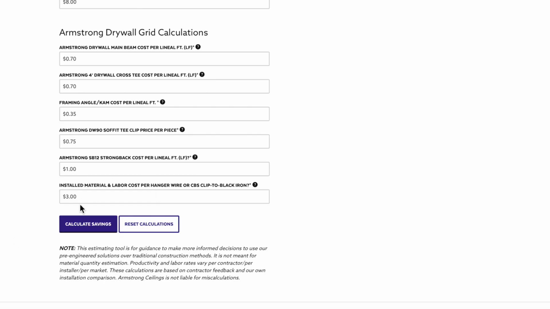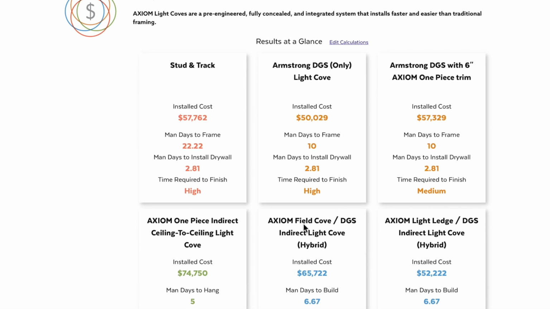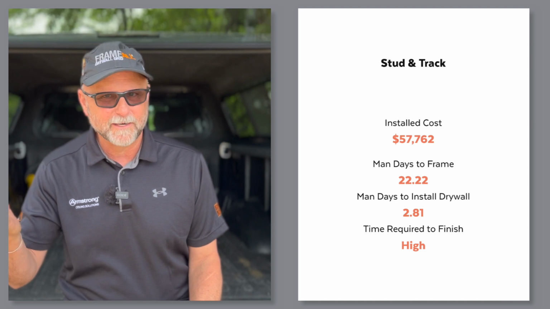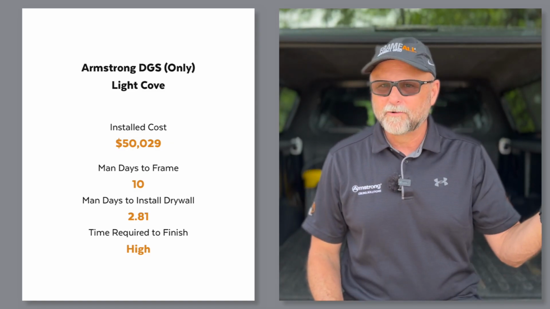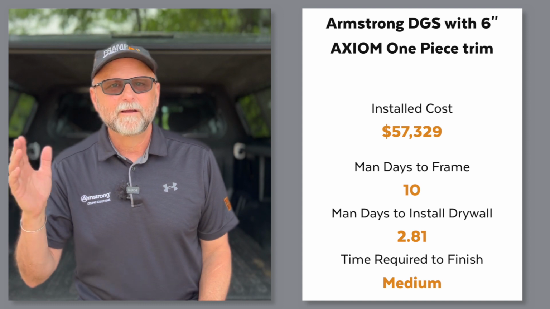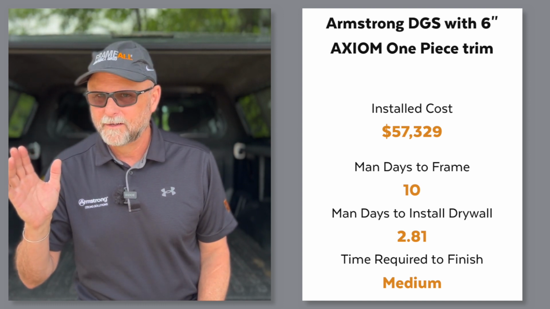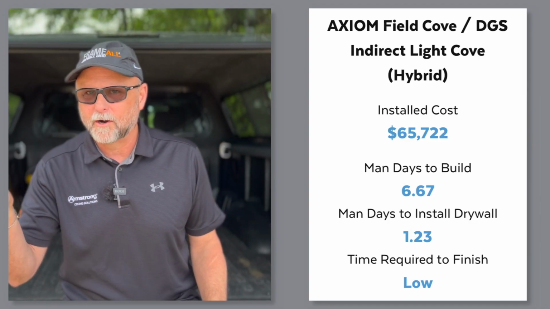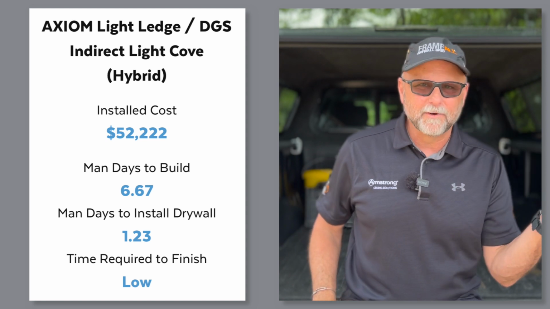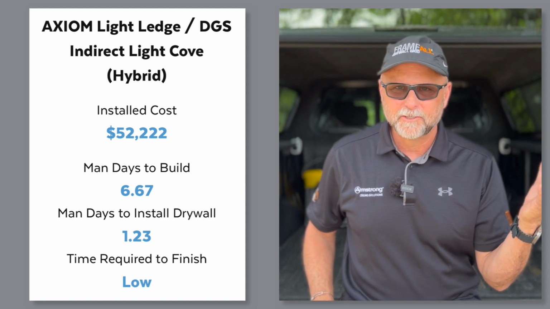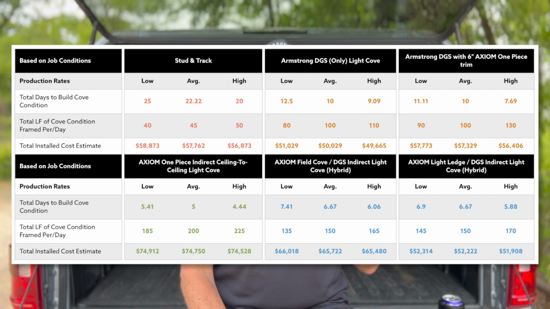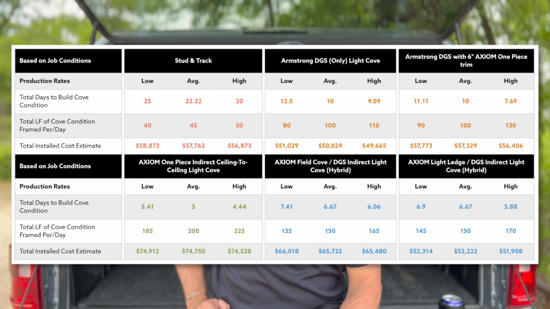Just click Calculate Savings. You'll immediately see a screen with 6 installed cost scenarios ranging from stud and track construction to a frame-all drywall grid only cove, a drywall grid with a 6-inch AXIOM upturn cove, an AXIOM one-piece light cove, an AXIOM field and drywall grid hybrid light cove, and our simplest hybrid cove, the AXIOM Light Ledge drywall grid cove. Because all projects are different, we are even giving you a table that outputs production levels at low to average to high-performing project sites.